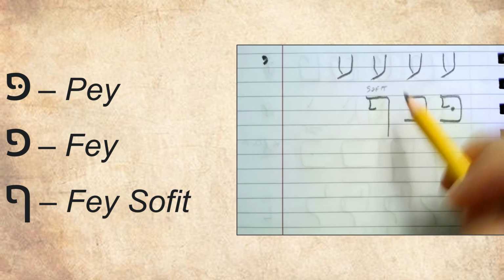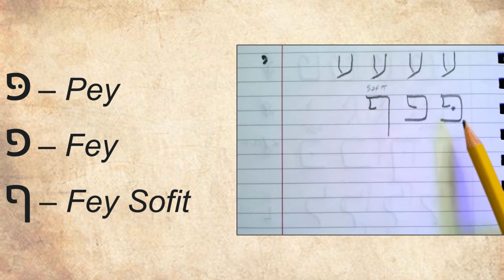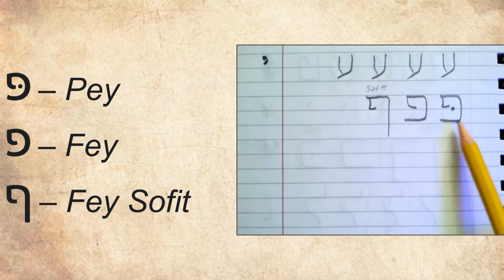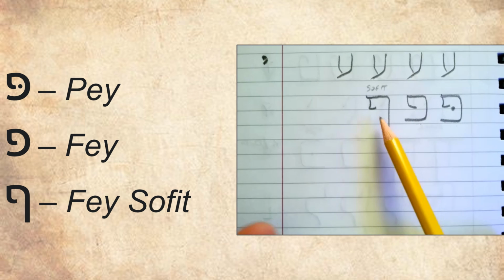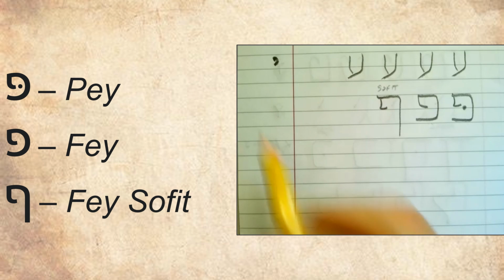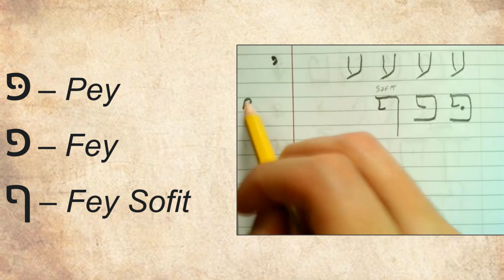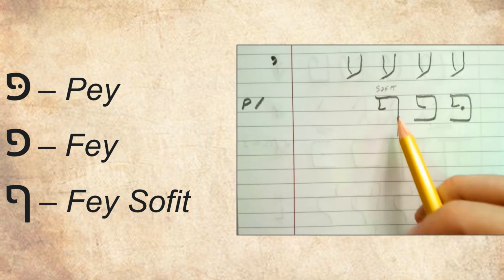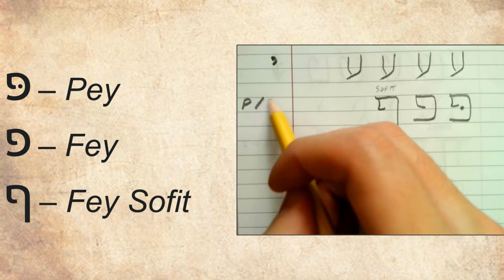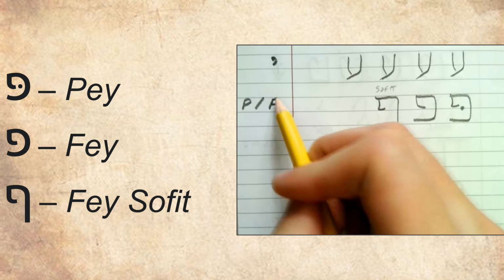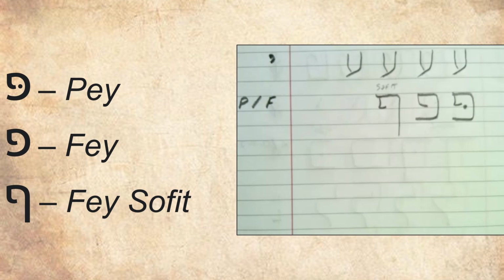Remember, sofit means the ending form. So anytime the letter pei appears at the beginning of a word or in the middle of a word, it is pei or fei. But if it's at the end, it's going to be a fei sofit, always written like that. So you can use the English letter to transliterate pei, it's going to be p, and to transliterate the letter fei or fei sofit, it's going to be the English letter f.